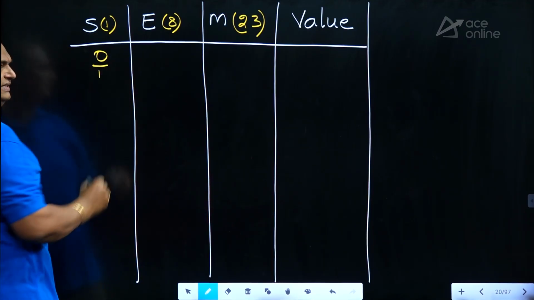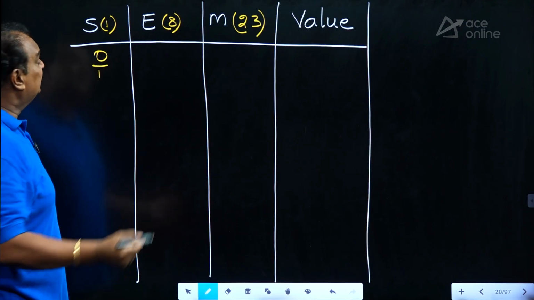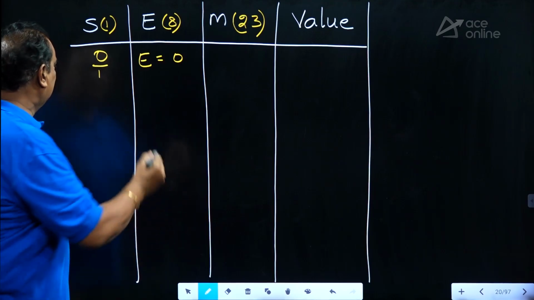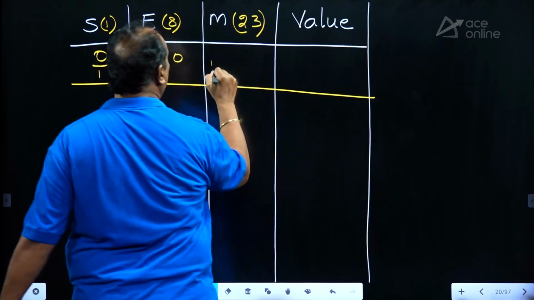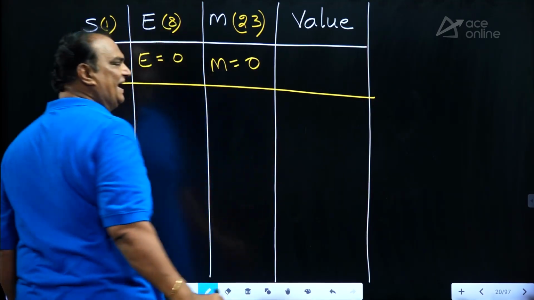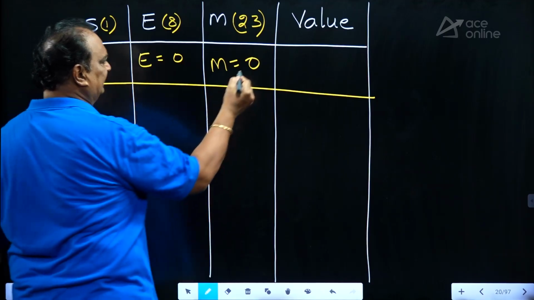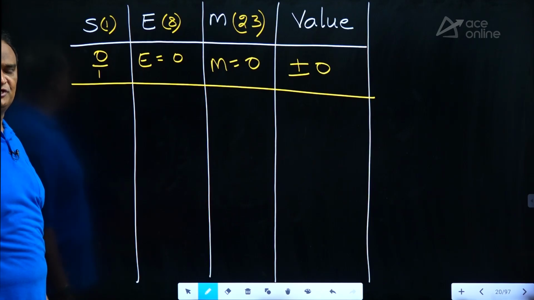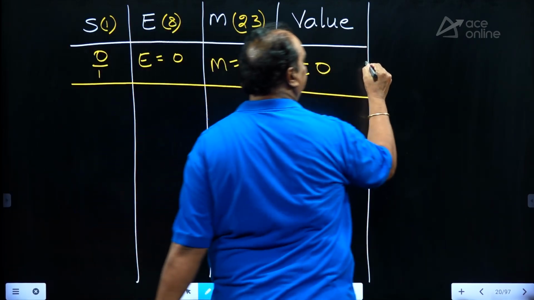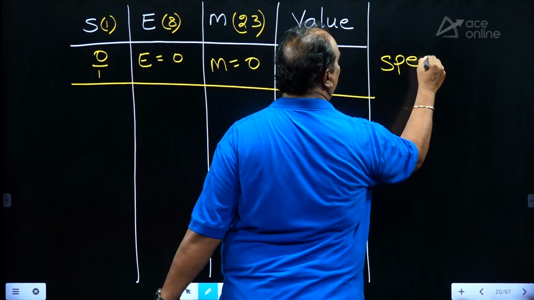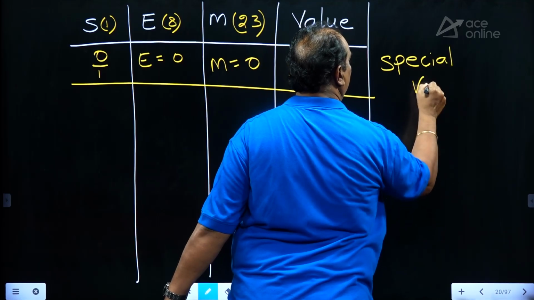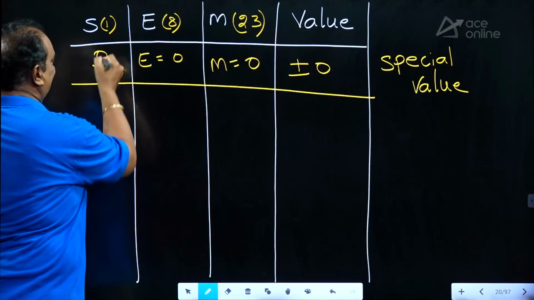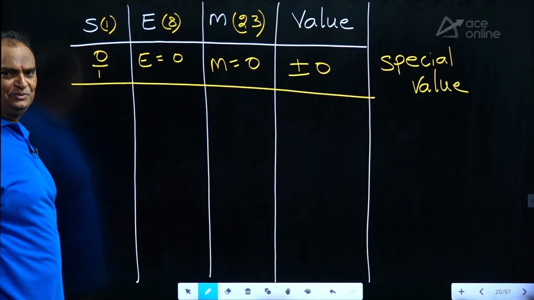Yes, the S value can be 0 or 1. E is 0, meaning all 8 bits are represented with 0. M is also 0; the mantissa is also represented with 0. That is nothing but plus or minus 0. It is not a normalized 0. It is a special value, plus or minus 0. Now, when S is 0 it is plus 0, and when S is 1 it is minus 0.